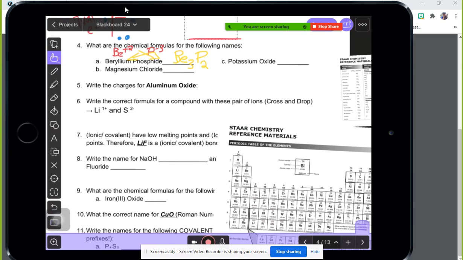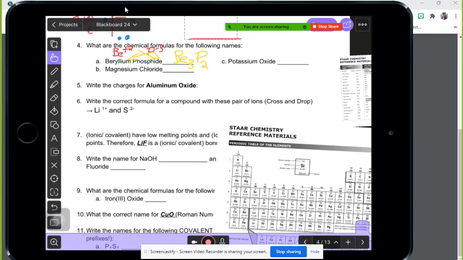No signs come down because it's about how they fit together like a puzzle piece. How many do I need? Because remember, it came from drawing the arrows. Yes. All right. Actually, I think on the key, number 6 has it drawn like that. So why don't we just do that real quick? Writing your correct formula using the transfer of electrons.